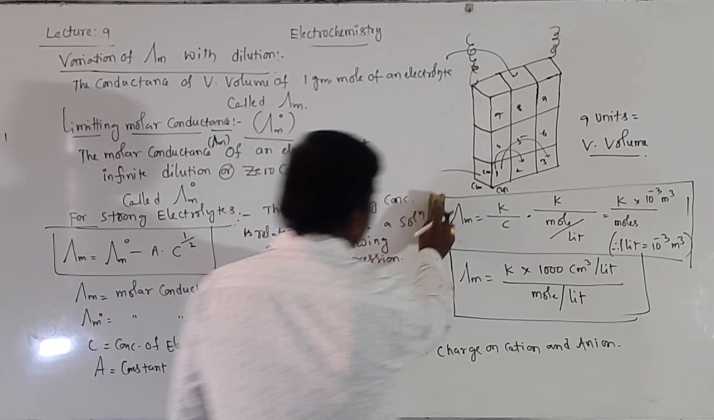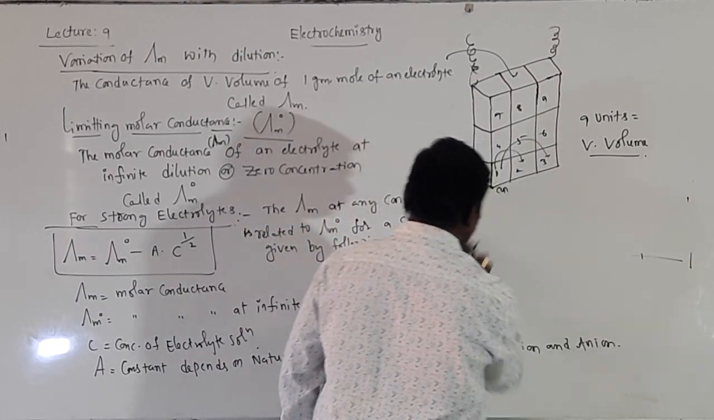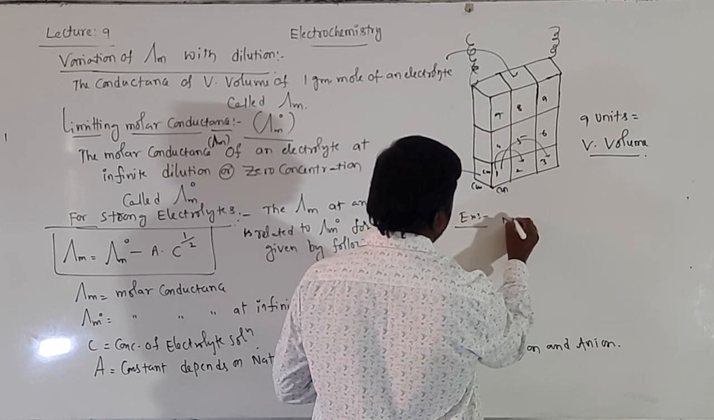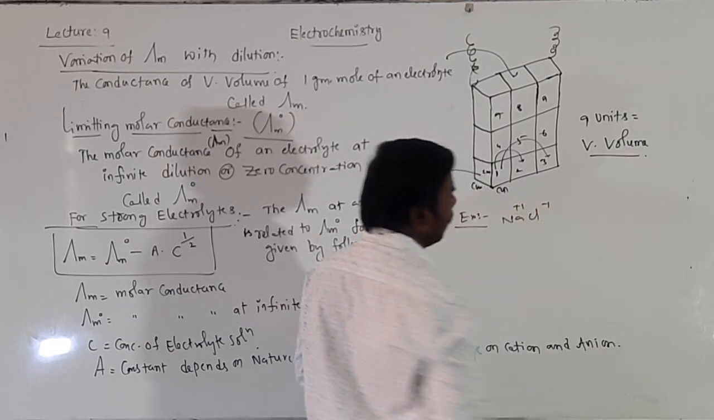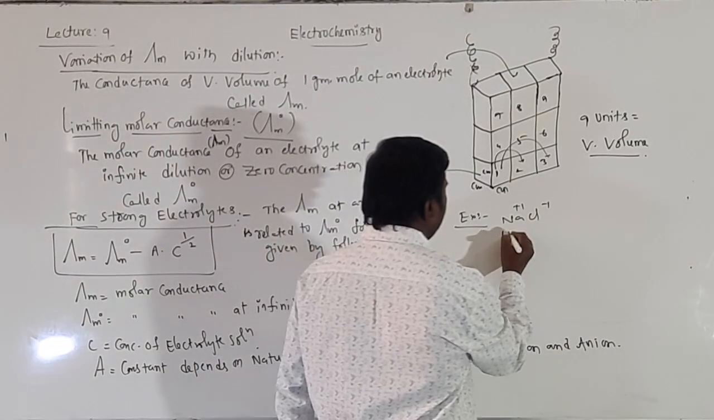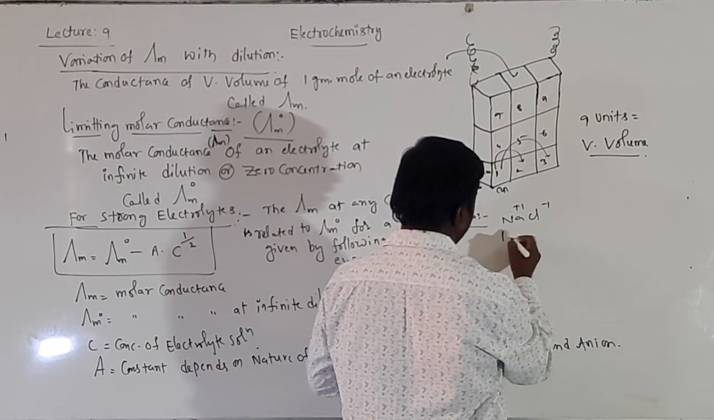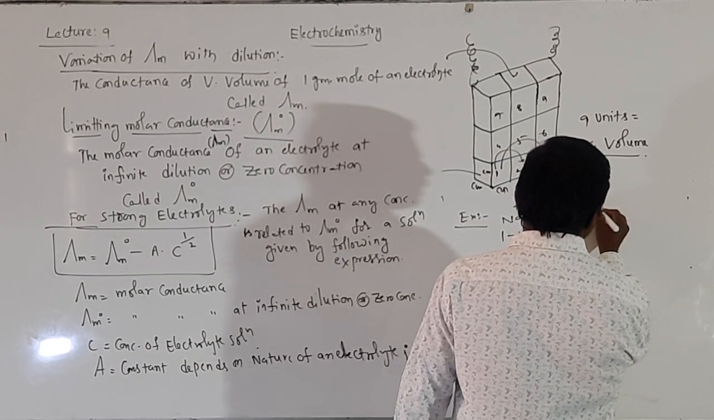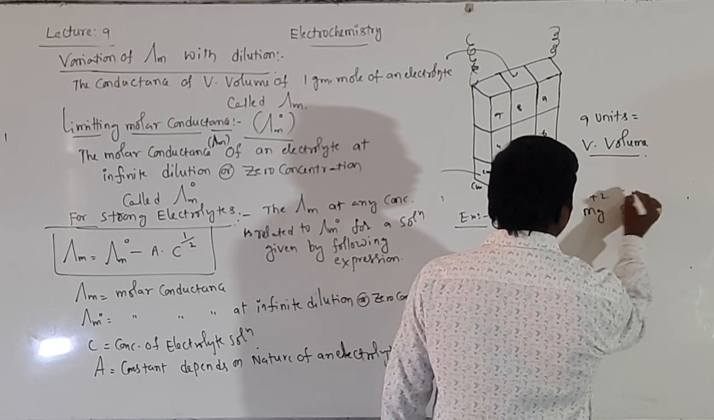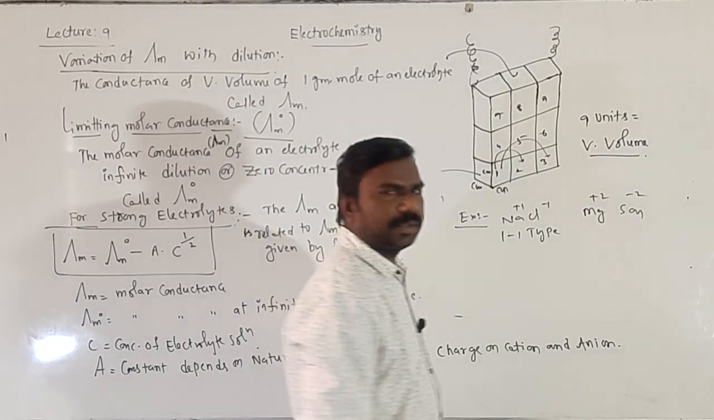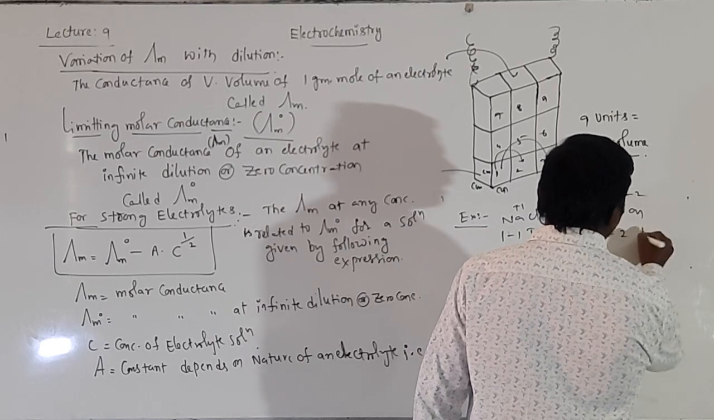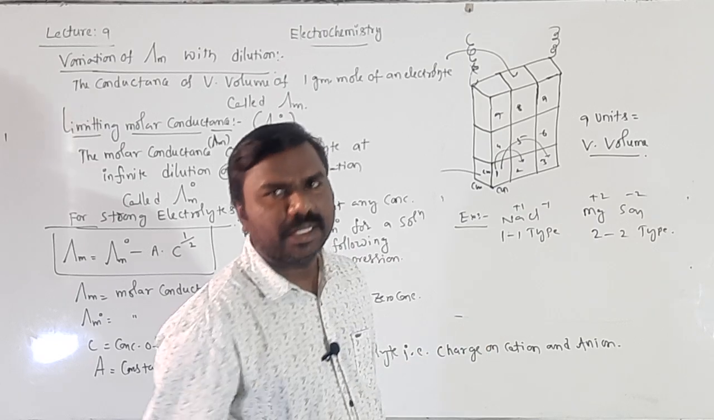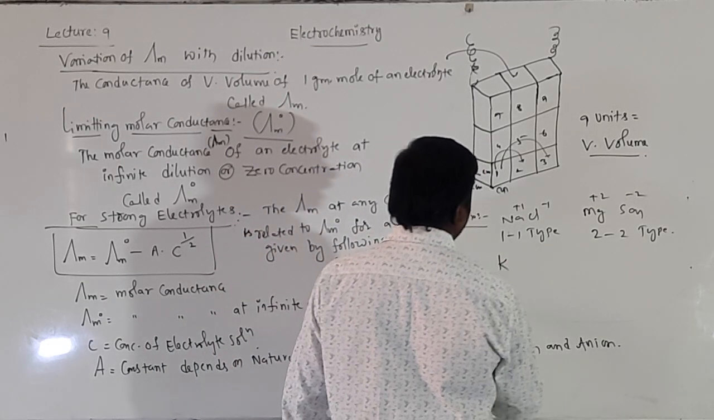For example, NaCl: Na plus 1, Cl minus 1. It is a 1:1 type electrolyte. MgSO4: Mg plus 2, SO4 minus 2. It is a 2:2 type electrolyte. Cation charge plus 2, anion charge minus 2.